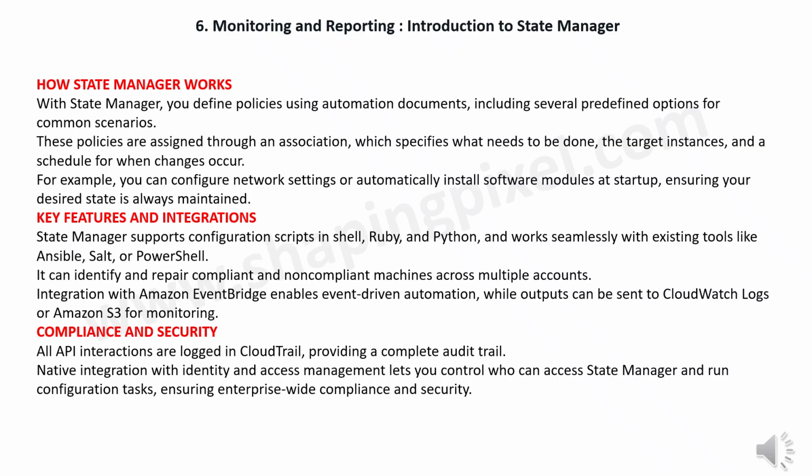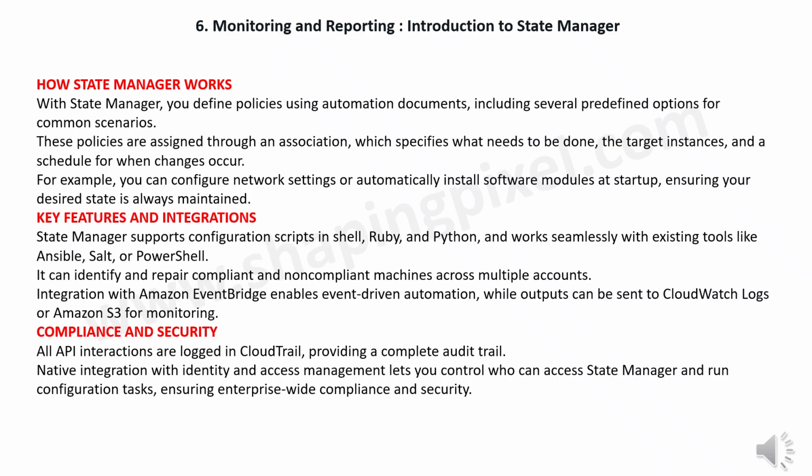These policies are assigned through an association, which specifies what needs to be done, the target instances, and a schedule for when changes occur. For example, you can configure network settings or automatically install software modules at startup, ensuring your desired state is always maintained. State Manager supports configuration scripts in Shell, Ruby, and Python, and works seamlessly with existing tools like Ansible, Salt, or PowerShell. It can identify and repair compliant and non-compliant machines across multiple accounts.